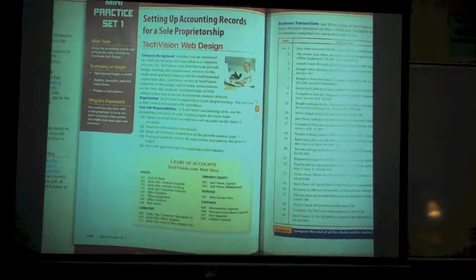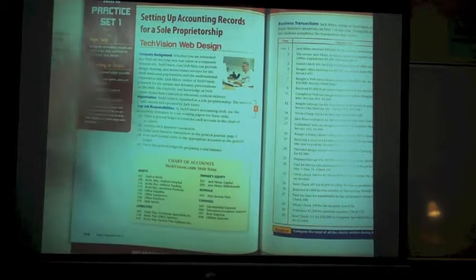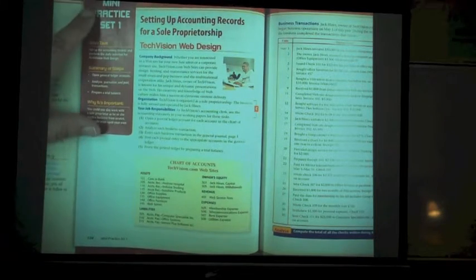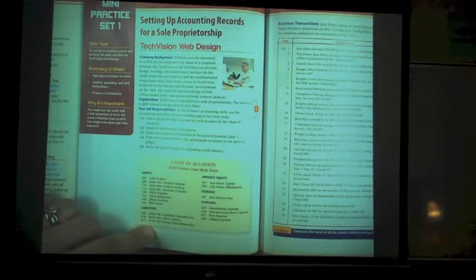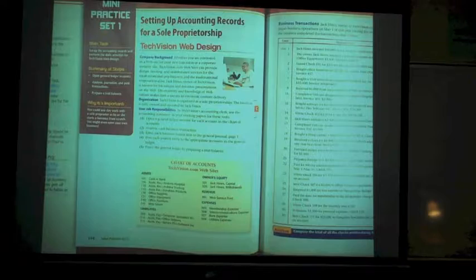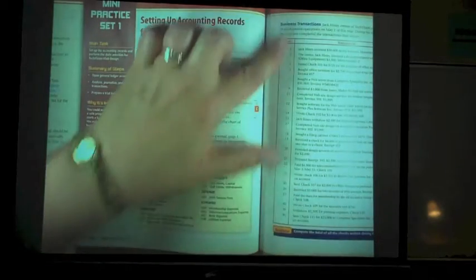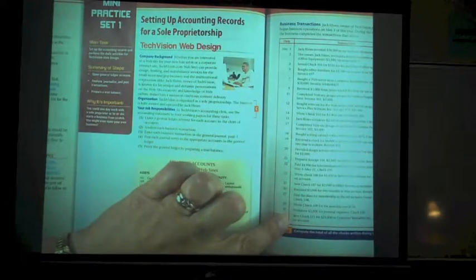I have this quick video here to give you an overview of my expectations regarding mini practice set 1. I know a lot of students will look at this and say there's nothing mini about it, but in real life, yes, it's very mini. Most businesses will have way more transactions than this.